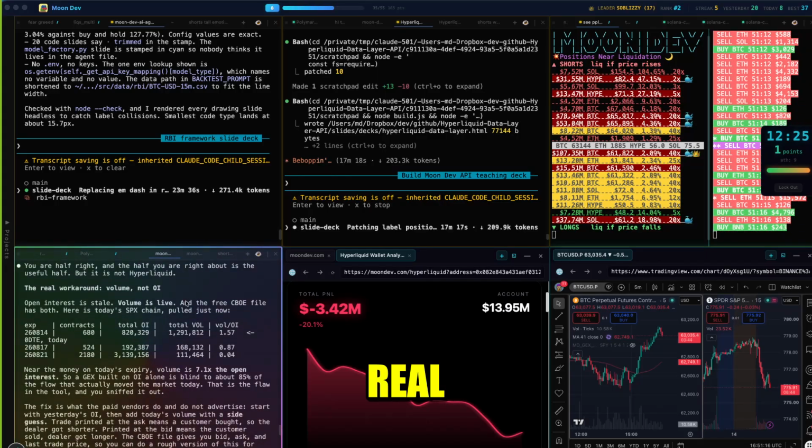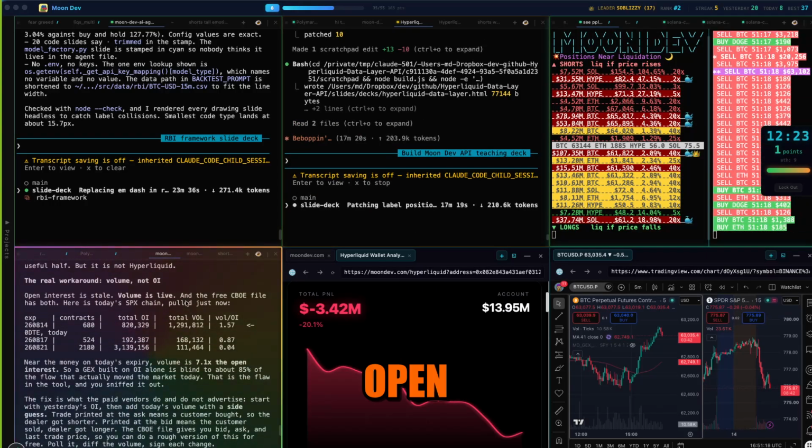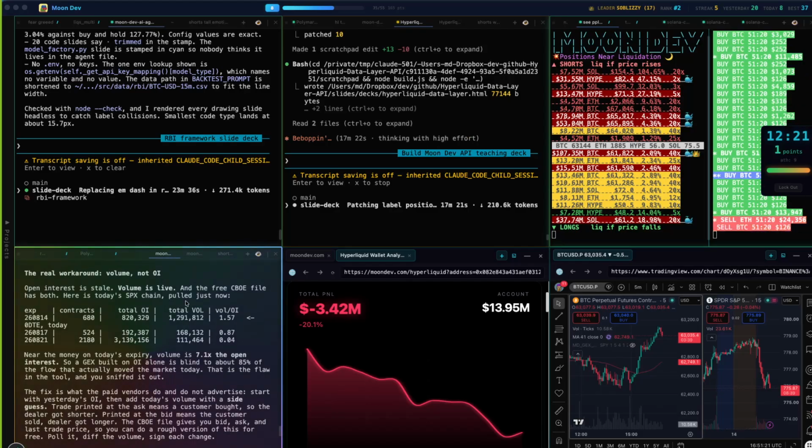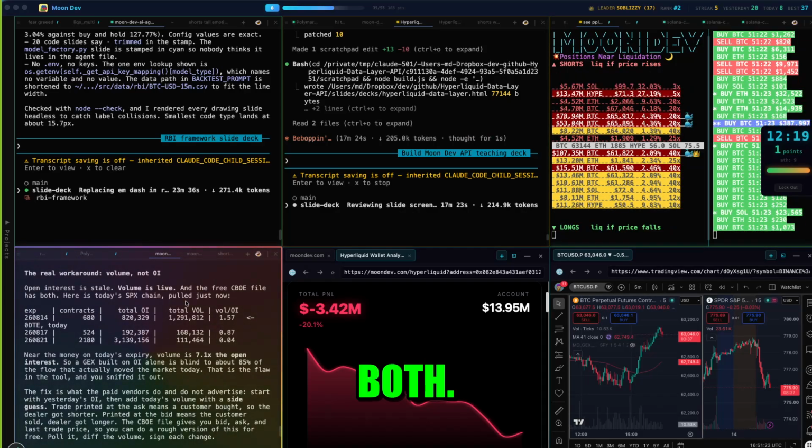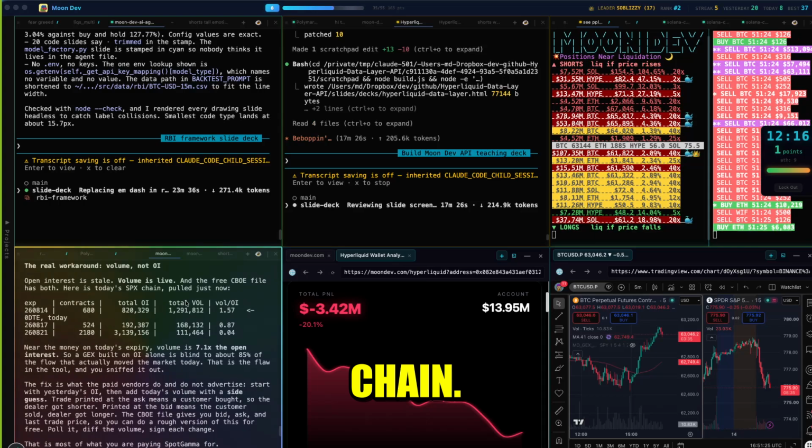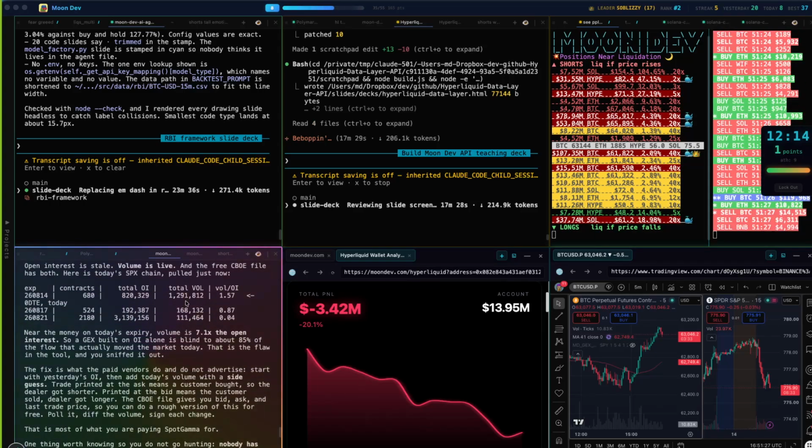You're half right, and the half you were right about is the useful half, but it's not Hyperliquid. The real workaround is volume, not OI. Open interest is stale, volume is live. And the free CBOE file has both. Here is today's SPX chain, pulled just now.